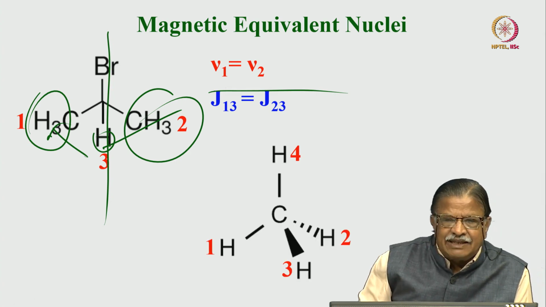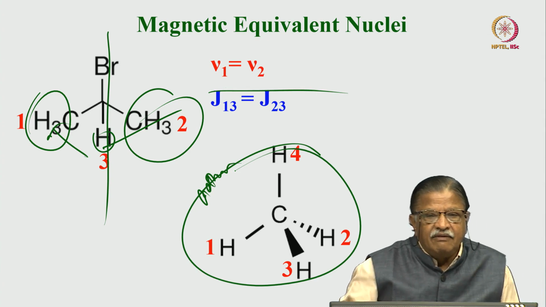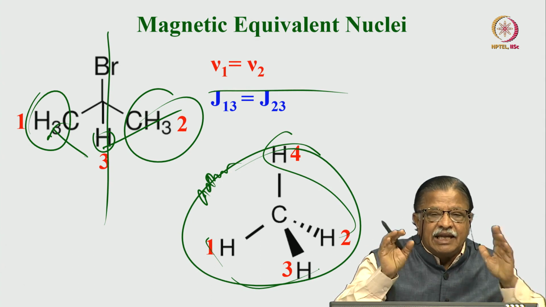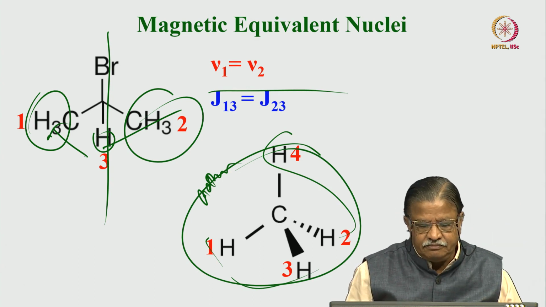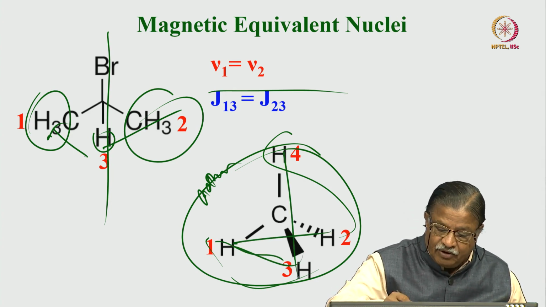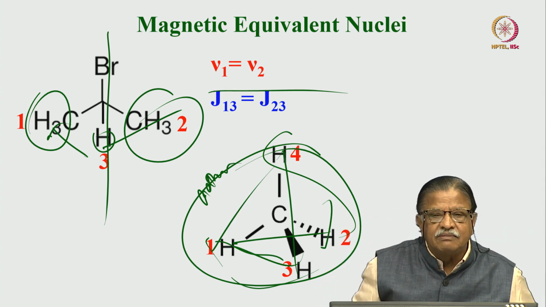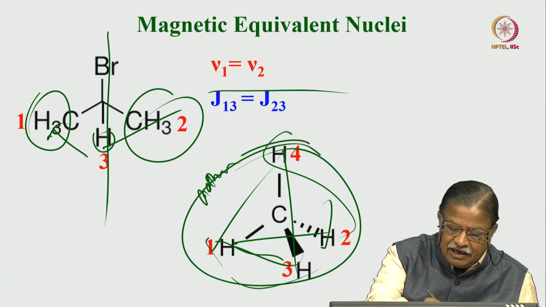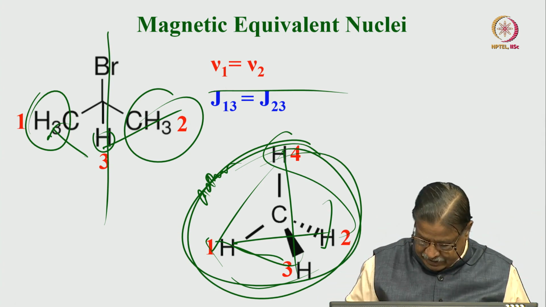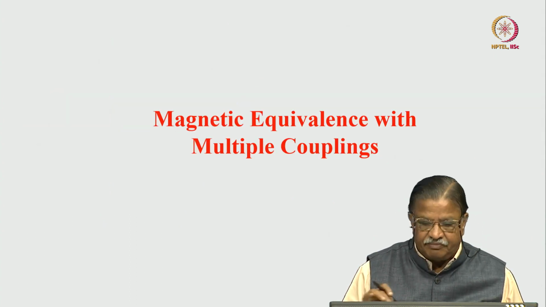Consider this classic example of methane. This methane has 4 protons. Very interestingly, all the 4 protons, 1, 2, 3 and 4, are chemically equivalent; they come at the same chemical shift. There are several couplings, 1-2, 1-3, 1-4, 2-3, 2-4, 3-4, all couplings are present, but all of them are equal, identical. So methane is a classic example where all the 4 protons are magnetically equivalent. All the 6 couplings are the same, all the 4 chemical shifts are the same.